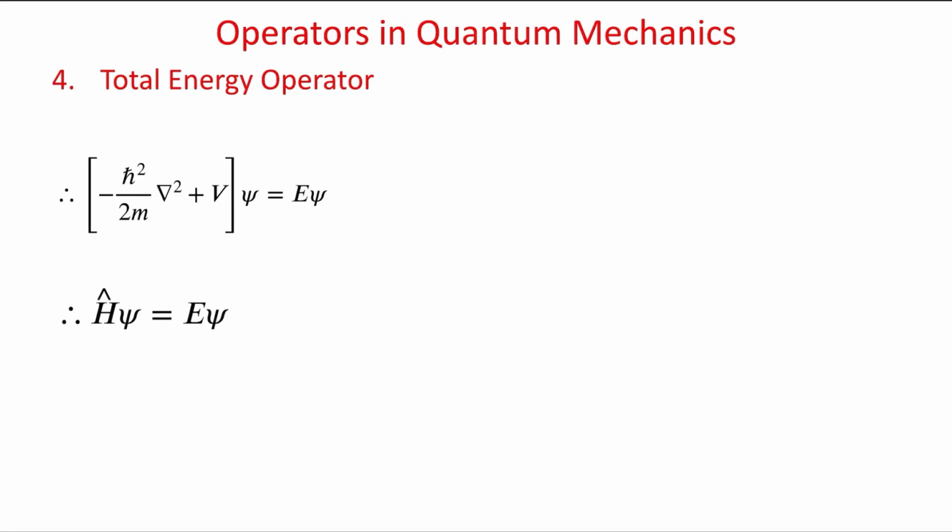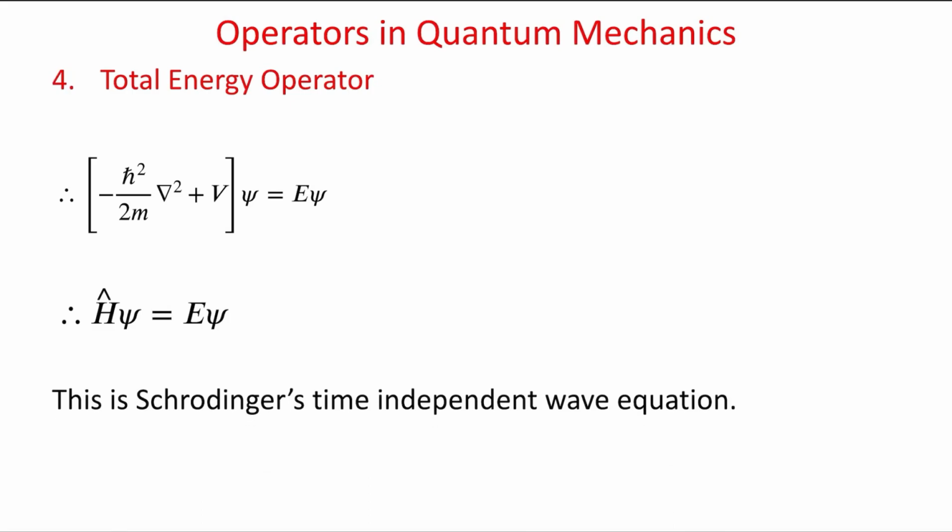But we know that the quantity in the bracket is the Hamiltonian operator H cap. So the above equation now takes the form H cap acting on wave function psi is equal to E psi. This equation H psi is equal to E psi is another form of Schrodinger's time independent wave equation.